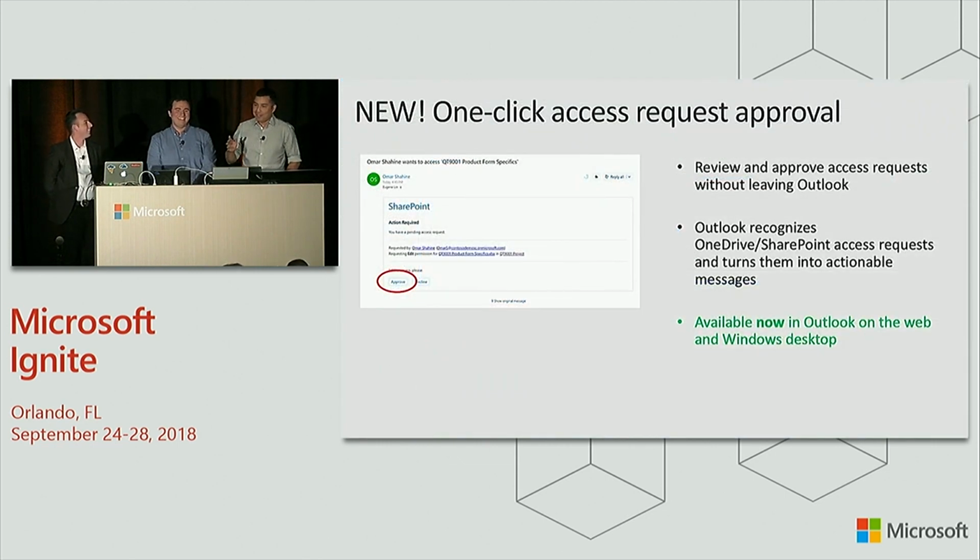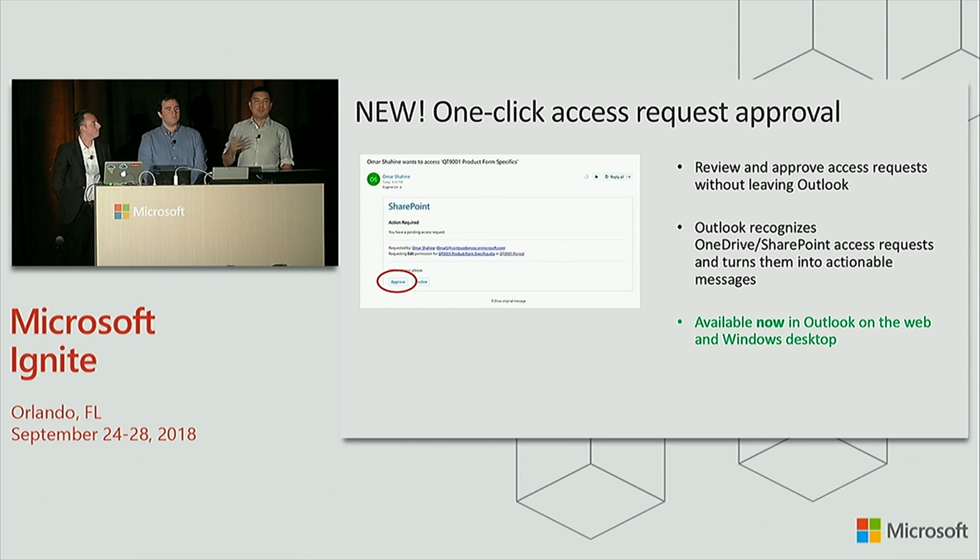So as Raphael showed you, with one click, you can now approve or decline access requests right within Outlook, so that you can get through your mail, you can triage your work, and get right back to your work. You don't have to go out to a browser. You don't have to go through any kind of forms. Outlook recognizes OneDrive and SharePoint access requests and automatically turns them into actionable messages to enable this.